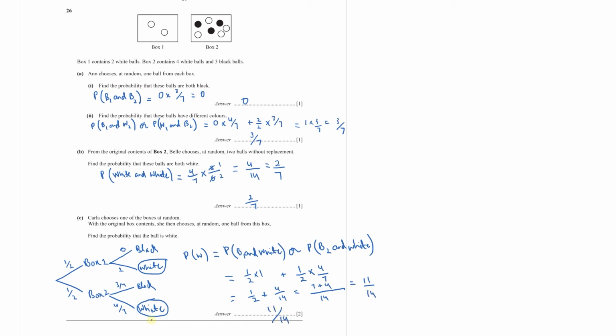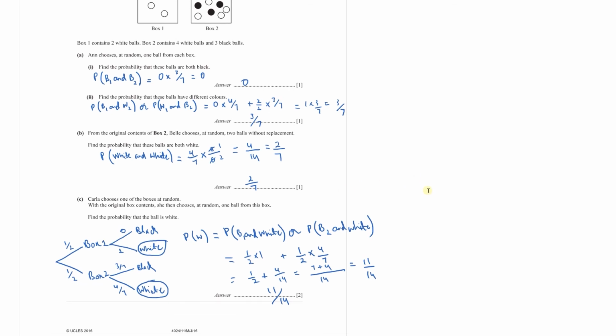So you can make this question a bit simpler by using these probability diagrams. It's always a good idea to draw these when you have to find probabilities, starting from choosing something and then choosing something else from that box. So that's how you can solve this problem. Yeah, so I think that's the end of May-June 2016 paper 1 for math.